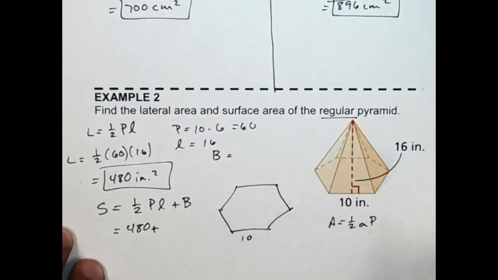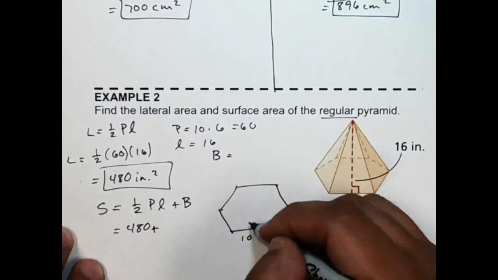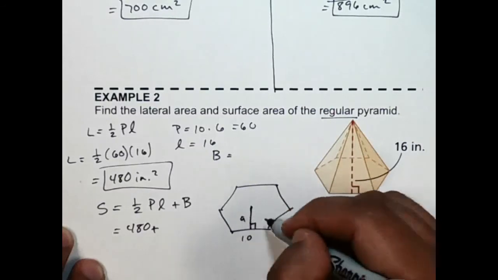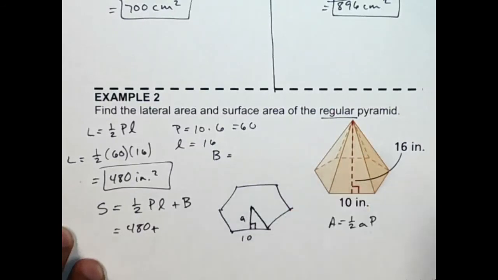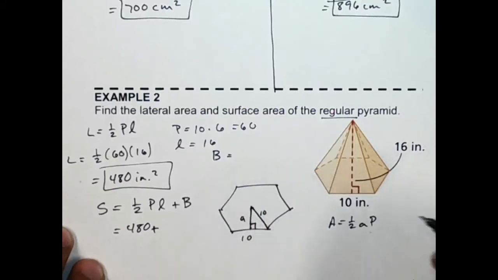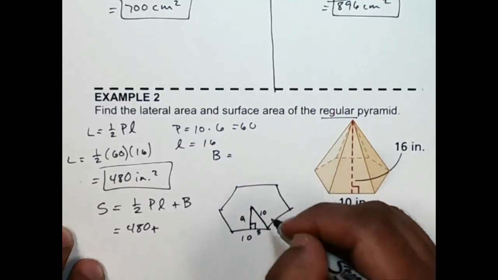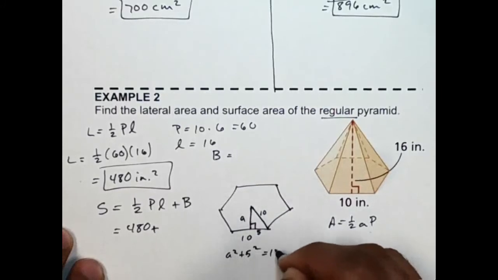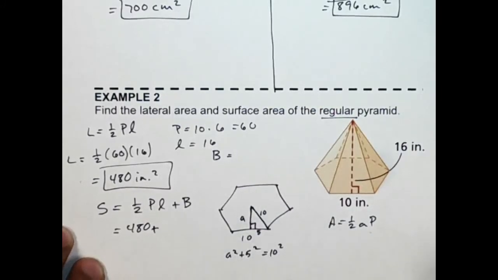I know that the base is 10. Remember that the apothem goes from the center of the base perpendicular to the side. So here's my A, and I need to find my radius, or my apothem. I know my radius is 10. This piece right here cuts it in half. So I would have A squared plus 5 squared equals 10 squared, if you want to use the Pythagorean theorem.